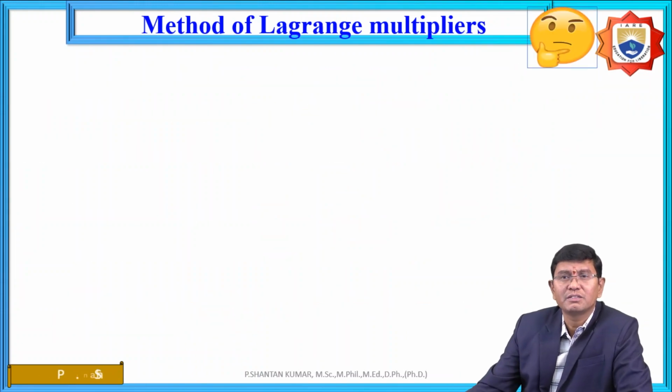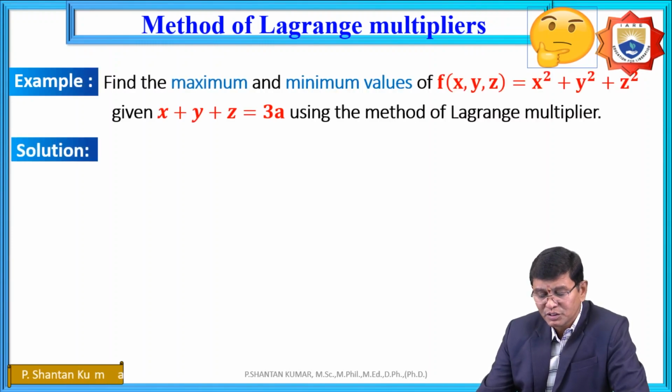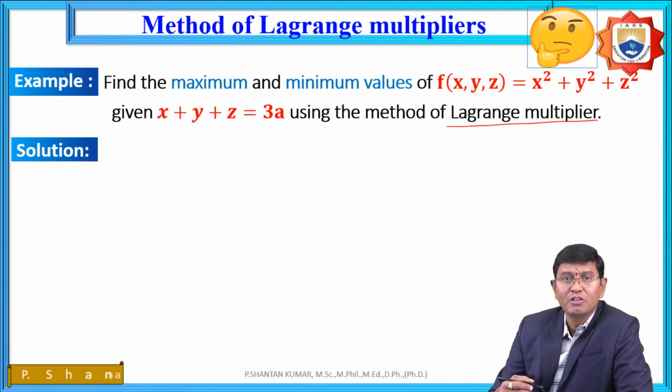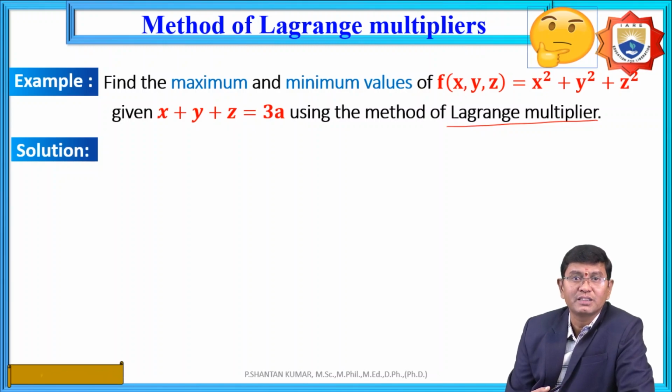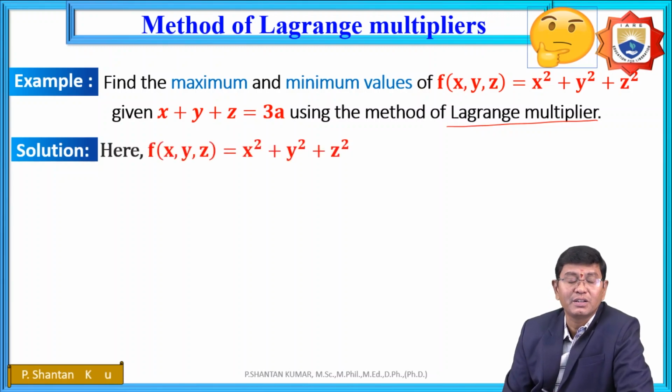For example, let us discuss one problem based upon this. Find the maximum and minimum values of these functions by using Lagrange's multipliers. While observing this one, clearly we need to understand the identification of what is small f and what is phi. And here we need to assume that capital F is small f plus lambda into phi.